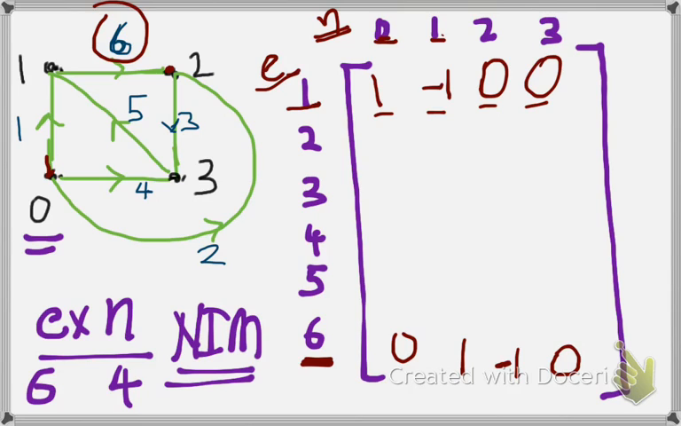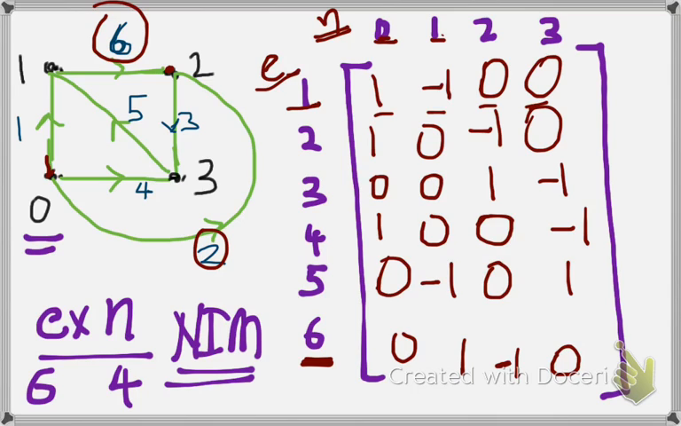So element 2 is here. It's touching 0, yes. It's away from 0, yes. Not touching 1, touching 2, and it's pointed to 2 and 0. So now fill it all up. In this way, you can construct the node incidence matrix.